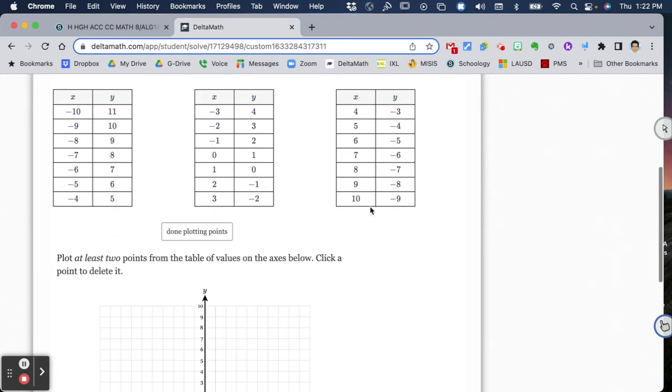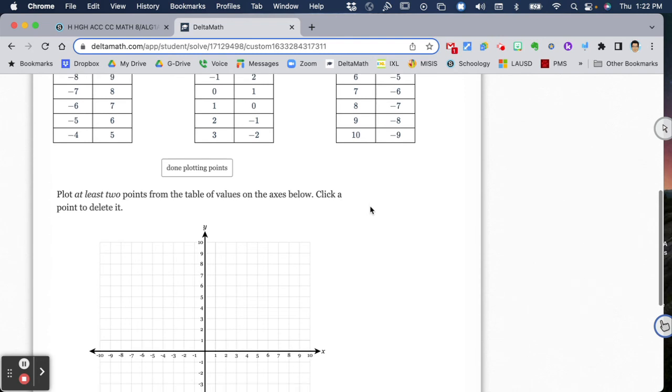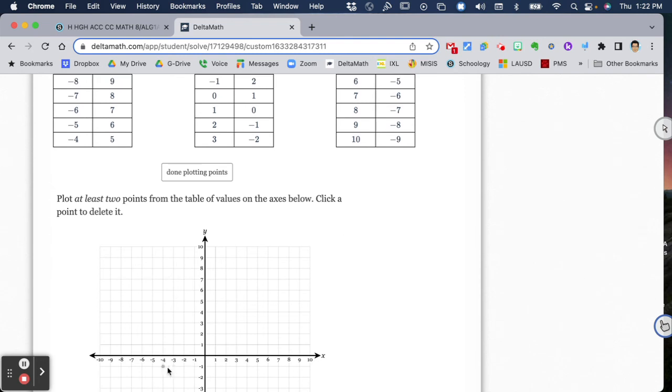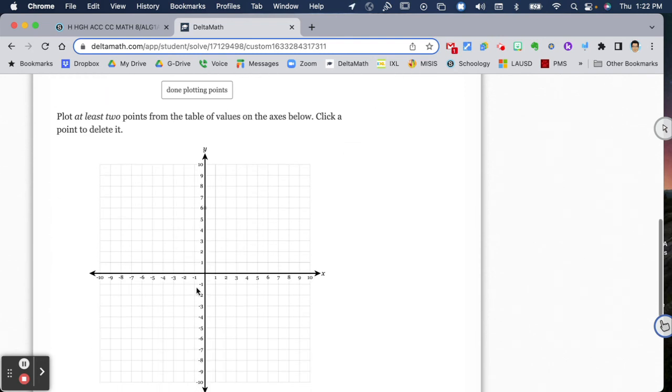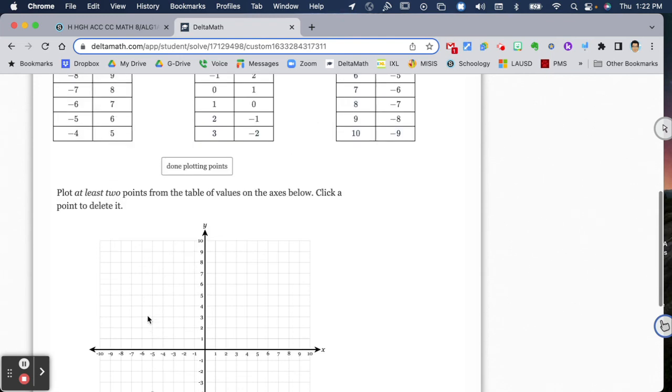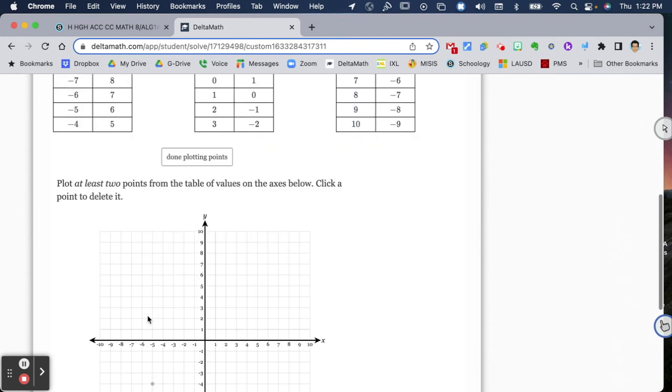And I'd like you to plot 5 points. So I'm going to start with negative 6, 7. Oh no, negative 6, 7.